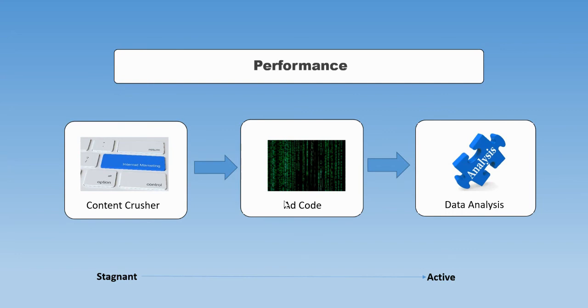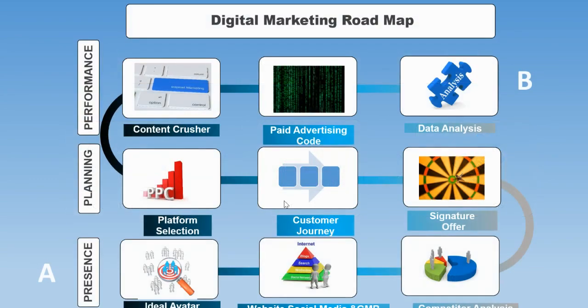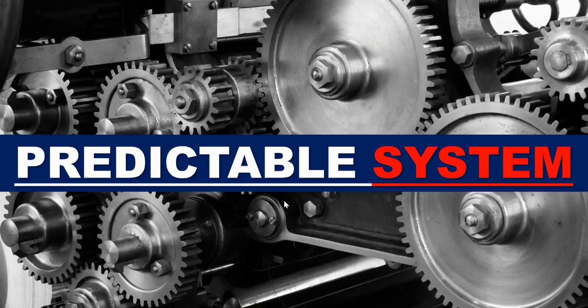Most people start at this phase because they just start running ads and start randomly creating content and not even analyzing the data. But it's best to first sort out the foundation, have a strategy, and then move into the performance stage. So that's it. It's the presence, planning, and performance. And like I said, it takes 60, 90 days to get this up and running and set up. But once you're done, you're going to have a predictable system that you can use to generate sales.